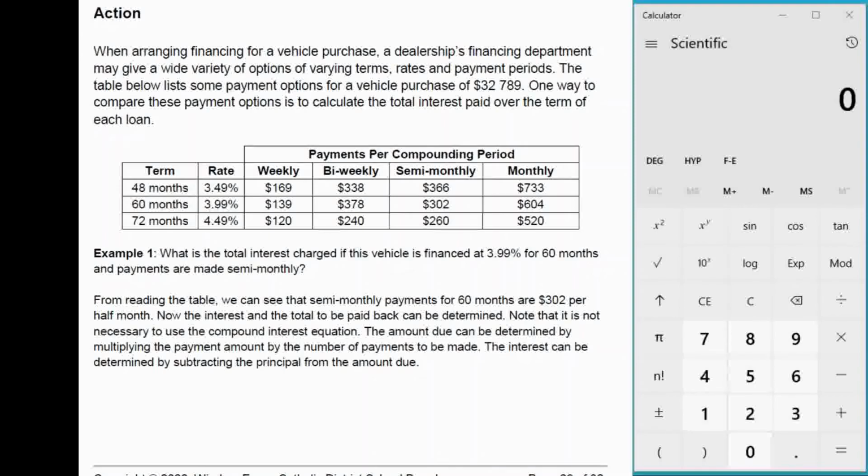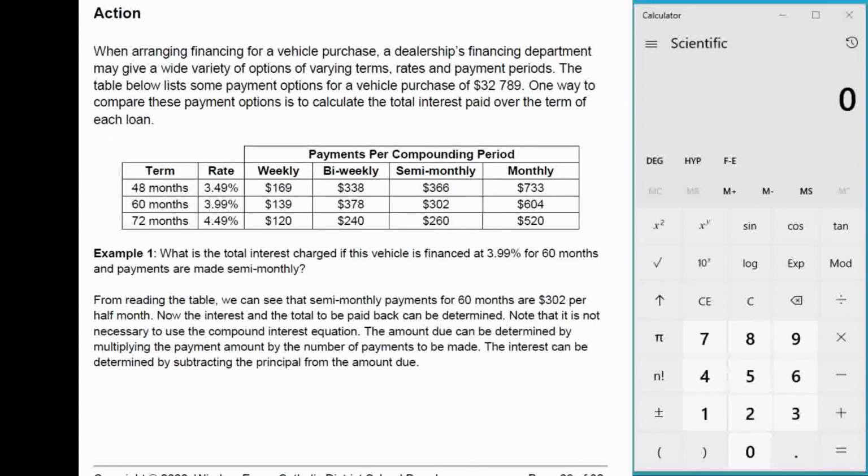So this payment chart says that we have a vehicle. It costs $32,789. And we have these payment options here for 48 months, 60 months, and 72 months. And the rate increases as we go up in terms of the term. As the term increases, the rate increases.